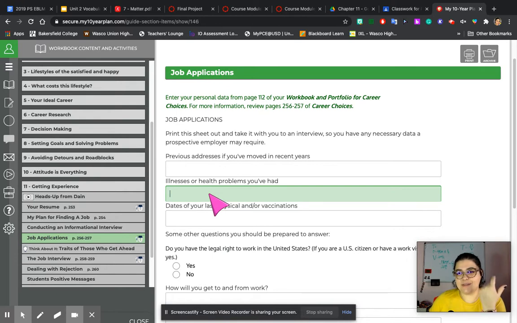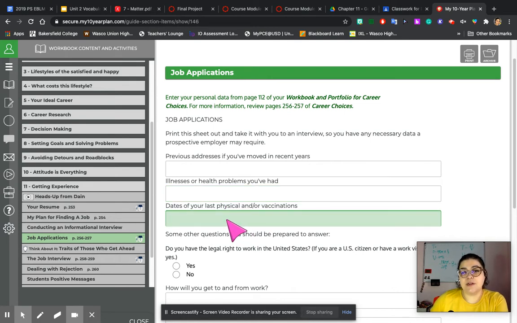Like if you have headaches, if you have asthma, if you have stuff like that, only put it if you know it's going to be brought up during an interview. Now, most of the time, health problems aren't, unless it's something major that's going to affect your job. So most of you should just leave this blank. If you have something major and you're questioning whether you should put it down, just ask me.